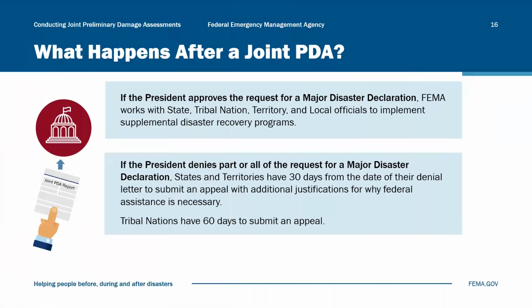If the president approves the request for a major disaster declaration, FEMA works with the state, tribal nation, territory, and local officials to implement supplemental disaster recovery programs. If the president denies part or all of the request for a major disaster declaration, states and territories have 30 days from the date of their denial letter to submit an appeal with additional justifications for why federal assistance is necessary. Tribal nations have 60 days to submit an appeal.